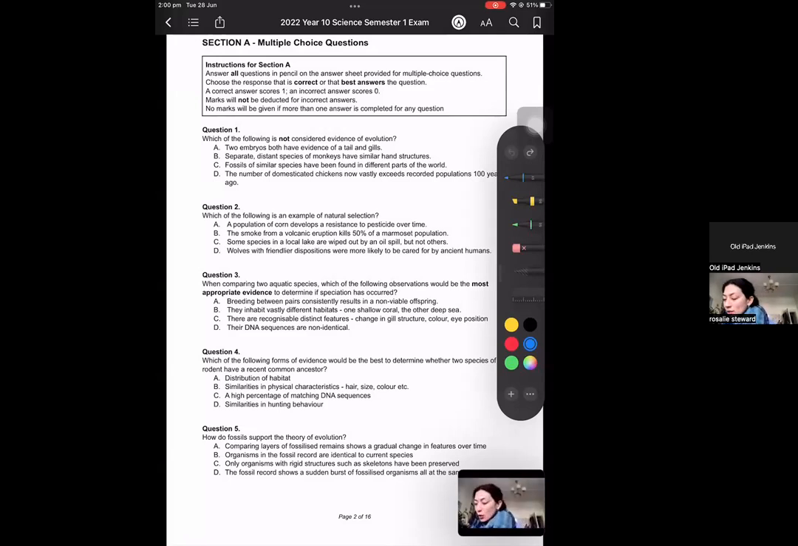Okay, so number one, what is not considered evidence of evolution? Well, this is evidence of tails and gills, so that's probably likely embryonic similarity. Distant species have similar hand structures. Well, they've evolved to have similar function. C would be the fossil record. D, this last one here, is the one that least likely makes sense. Technically, you could argue for any of them, but D is the least likely to make sense.